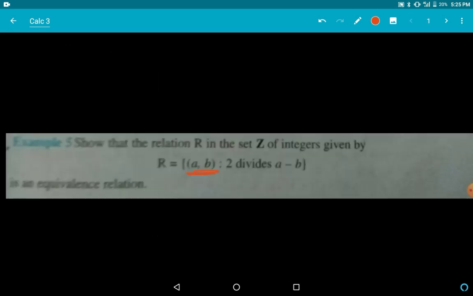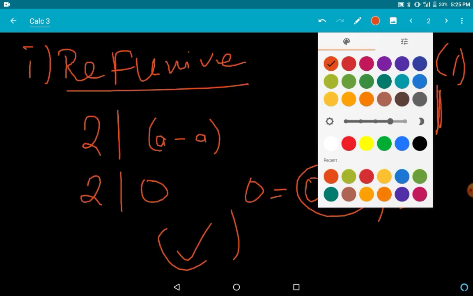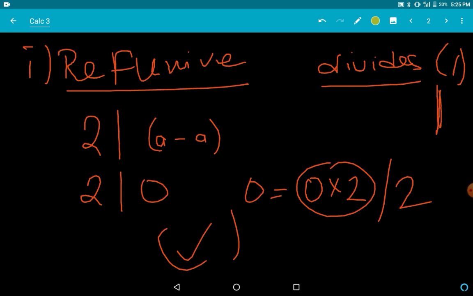So see if it is reflexive or not. Let's change the color. See, 2 divides a minus a, 2 divides 0. Is it true that 2 divides 0? Yes, 0 can be written as 0 into 2, and obviously it is a multiple of 2. And one thing, the divide symbol is written like this, one single line. Okay, so it is reflexive.